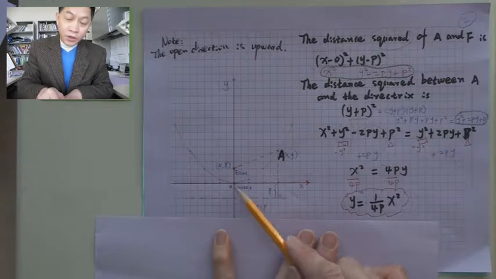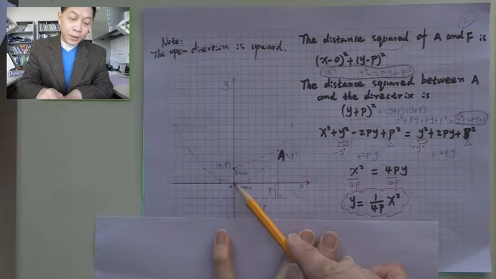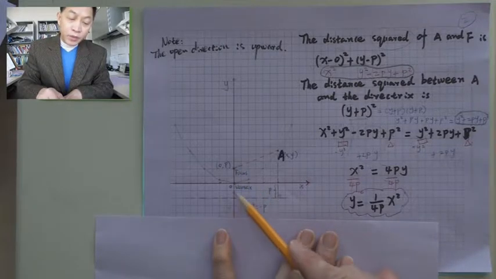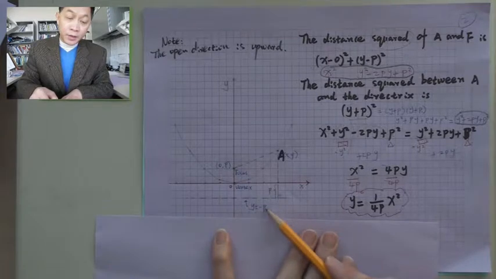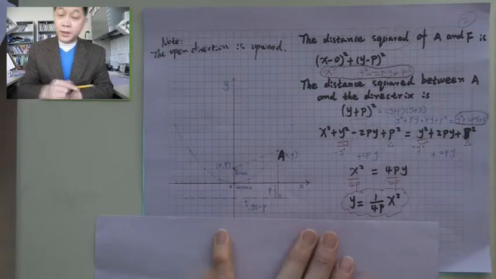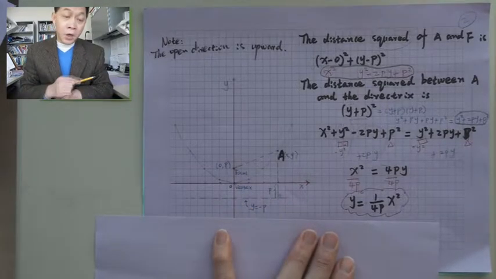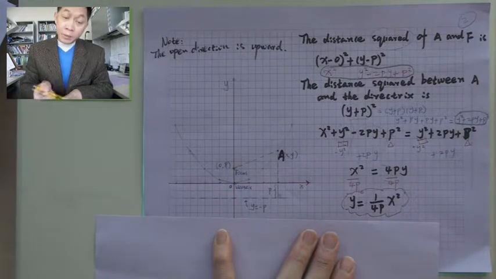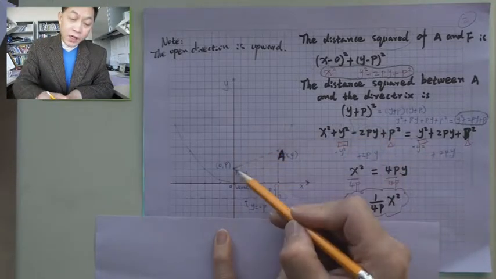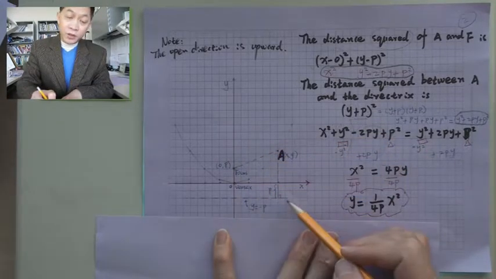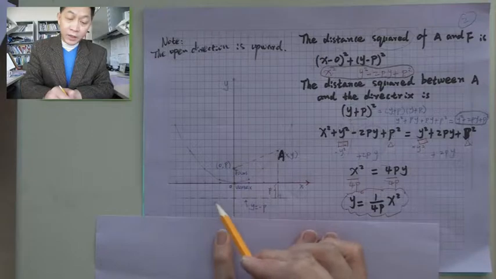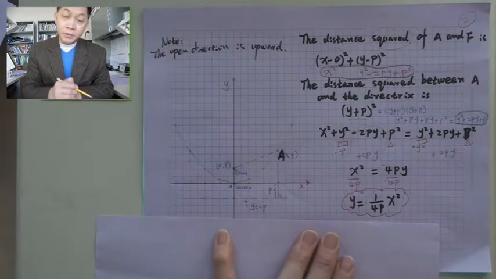What is p? p is the distance between the vertex and the focus. Between the vertex and the directrix is another p. So between the focus and the directrix, the distance is actually 2p. What is p? p can be given. We can measure it. If the focus and the directrix are fixed, this distance can be found all the time, because those are given. So we can measure it.